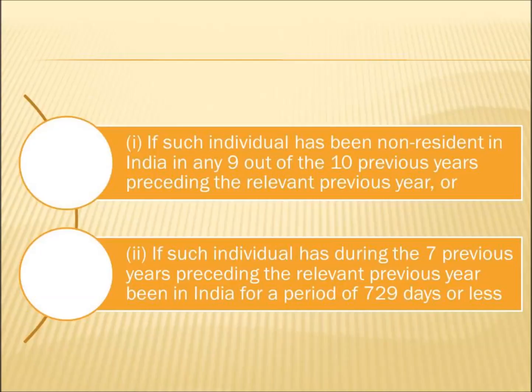So, the crux is that if I am an individual and if I am falling under any of the above two categories, whether condition 1 or condition 2, whether I have been assessed as a non-resident in 9 out of 10 previous years, or my stay in India during the 7 preceding previous years has been 729 days or less, then I will be assessed as resident and not ordinarily resident.